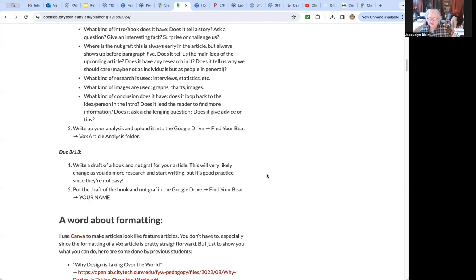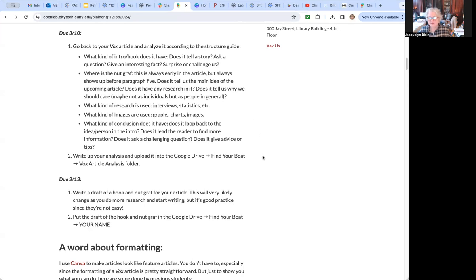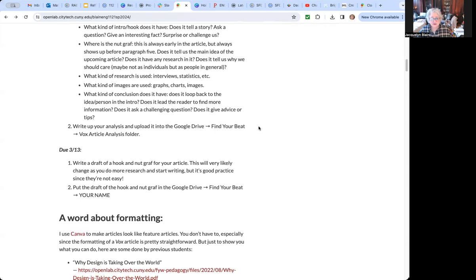So just write the draft of the hook and the nut graph and put it in the folder that you've already made for yourself. So drop it in there. Now, this is one of the reasons I had you create the folders with your names on them, because there's several pieces that are going in there. The annotations, and if you want to put this Vox analysis in there, that's fine with me. Just try not to overload that folder too much, but you can do whatever you want with it. So that's all that is.